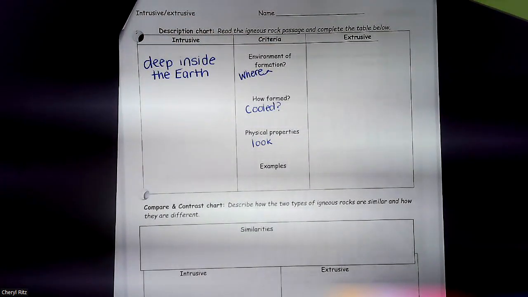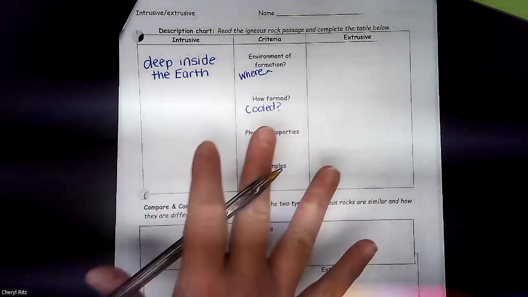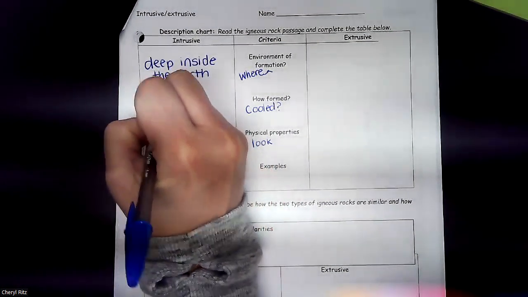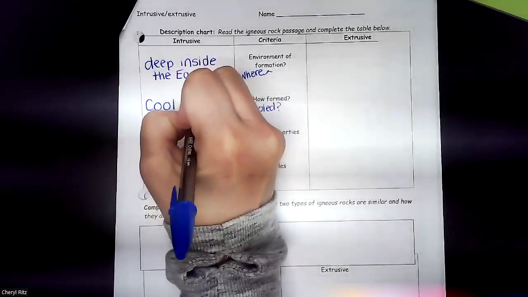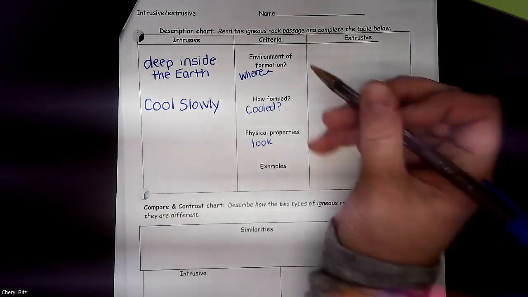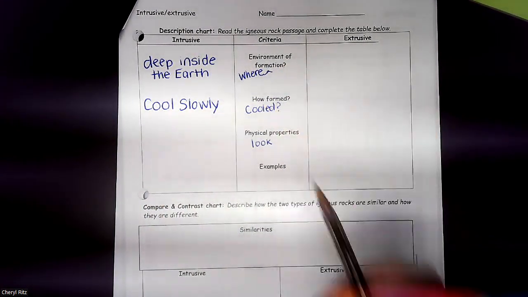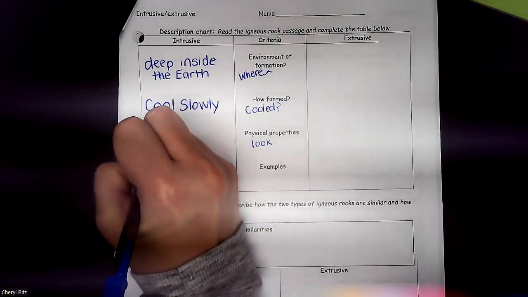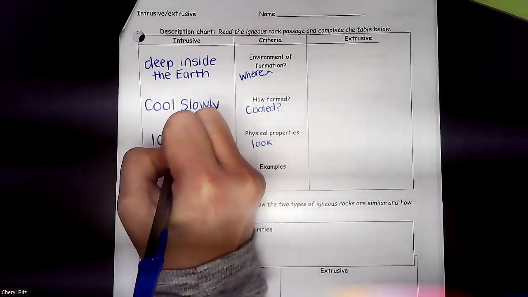If everybody needs to write that, then this is going to be our notes for intrusive and extrusive. So Logan, how did they cool? They cool slowly in the Earth's crust. Cool slowly. It says underground. You don't need that, because we got the where up here. So I'm just asking how. They cooled slowly. Because they cool slowly, what does it say they look like? Large crystals.